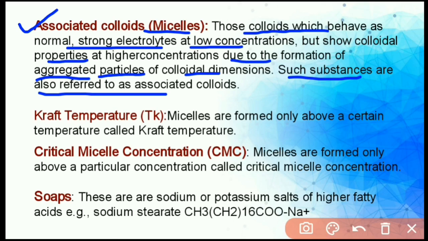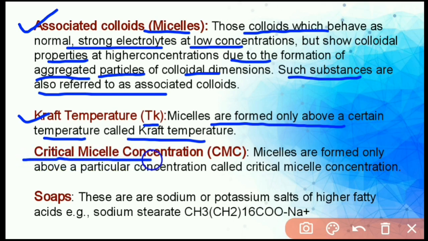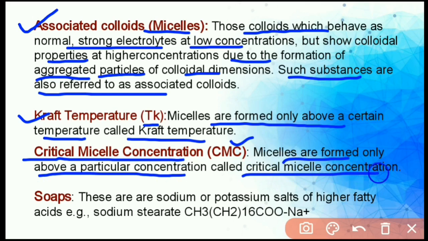Micelle formation occurs at a particular temperature, and that temperature is called the Kraft temperature, which we can represent by the symbol Tk. Micelles form only above the certain temperature called Kraft temperature, and also at a particular concentration, and that concentration is called critical micelle concentration, in short form CMC. So micelles are formed only above the particular concentration called critical micelle concentration.